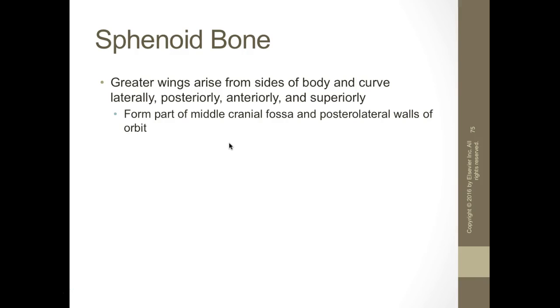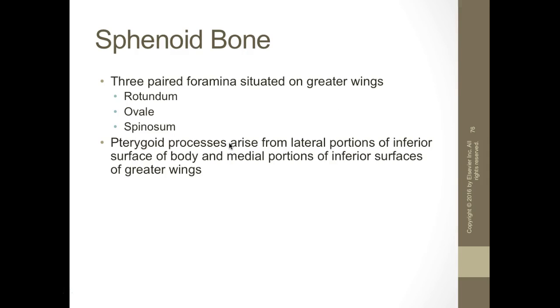All directions, right? They form part of the middle cranial fossa and posterior walls of the orbit. There are 3 paired foramina situated on the greater wings. So there's the foramen rotundum, which is kind of up and under the lesser wings. There's the foramen ovale, which is shaped oval, and the spinosum, which is a little dot. It looks like a little dot of spit. That's how I remember it, spinosum. It's like a dot of spit.